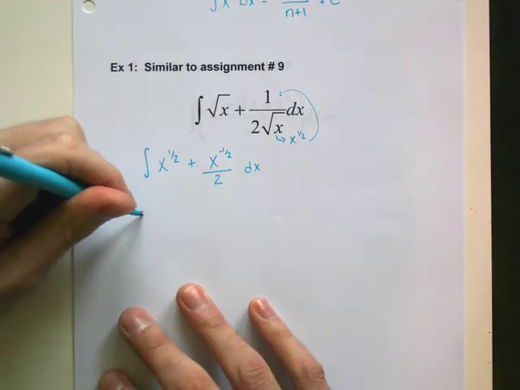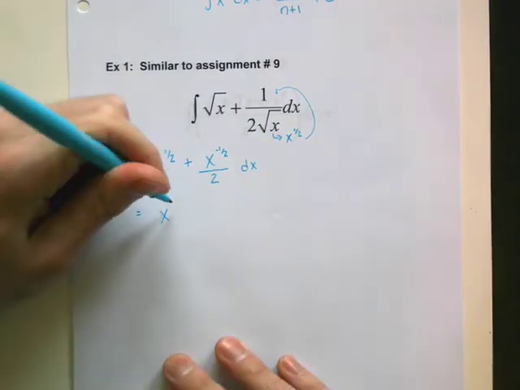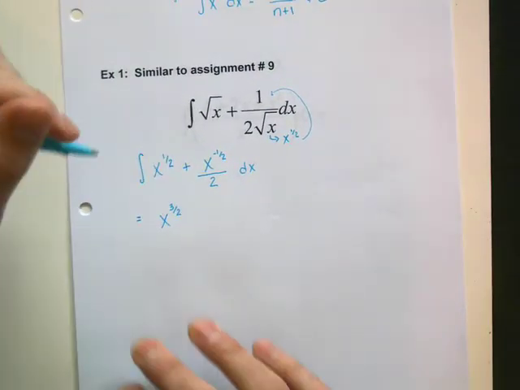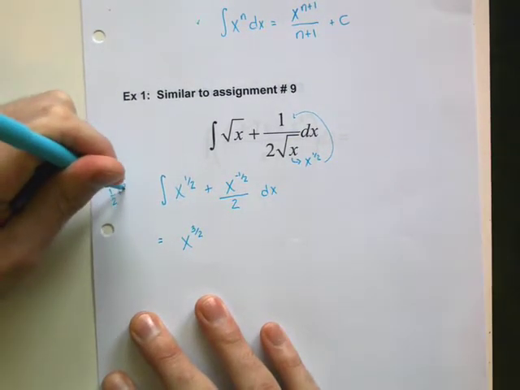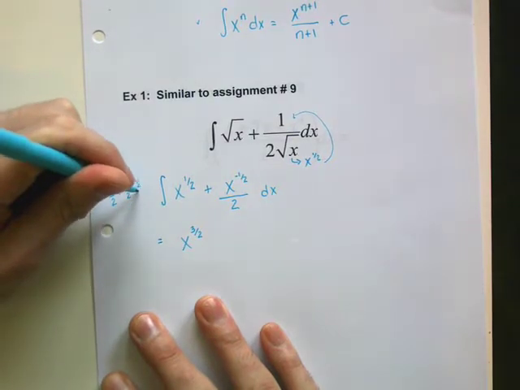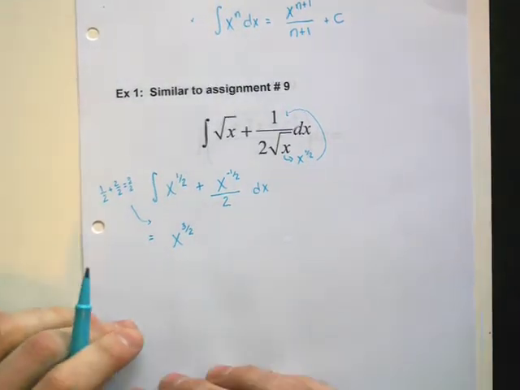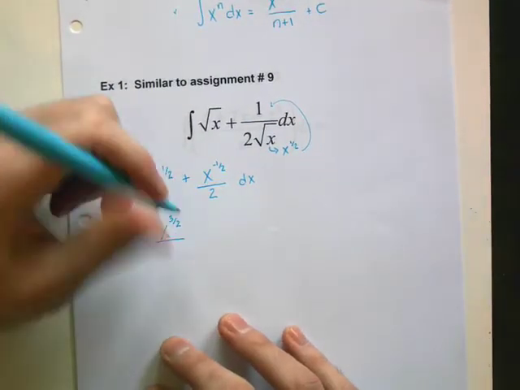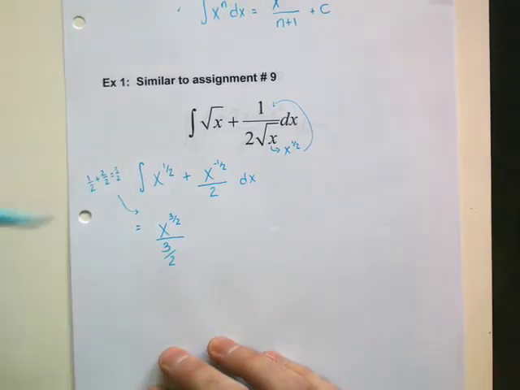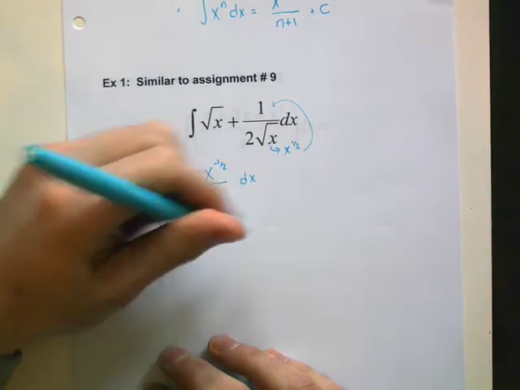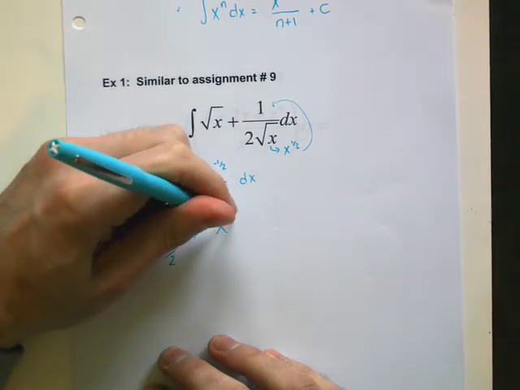So this is going to equal x to the 1 half plus 1, which is 3 over 2. If you're wondering where I'm getting that, it is 1 half plus 1, so all I'm doing is finding common denominators to get 3 over 2. Then 3 over 2 goes in the denominator because of n plus 1. Plus, this is going to be x to the negative 1 half plus 1, which would be positive 1 half.